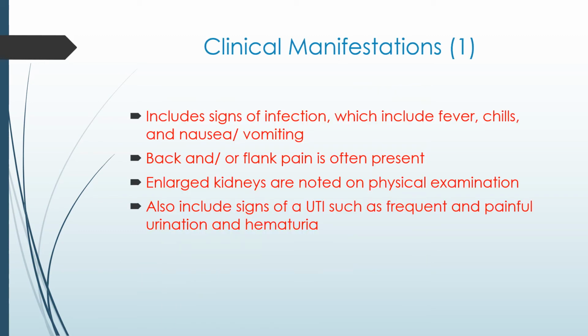So clinical manifestations. Listen up, and listen up one more time, ladies and gentlemen. Clinical manifestations will include signs of infection, which include fever, chills, nausea, vomiting. Once this insignificant UTI develops into a kidney infection, you are going to feel like hell. Back and or flank pain will be present. Enlarged kidneys will be noted on physical examination. This will also include signs of a UTI, such as frequent and painful urination and then hematuria.